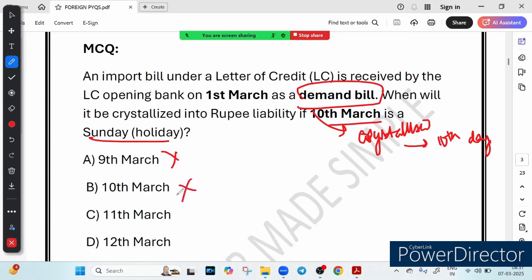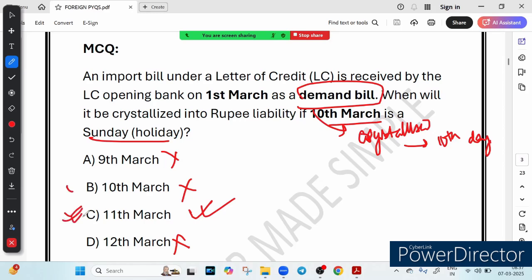Now let's see option number C. Option number C says 11th March. Remember, if the 10th day falls on a holiday, the bill is crystallized on the next working day. So since 10th March is Sunday, the next working day is Monday, 11th March. So this fits perfectly with the rule. And 12th March is wrong, because 11th March is the next working day after the holiday. There is no need to wait till 12th March. So the correct answer to this question is option number C, 11th March, because it is the next working day after the holiday.